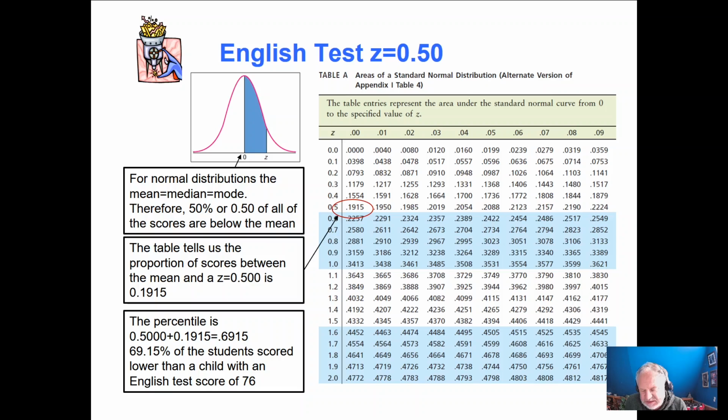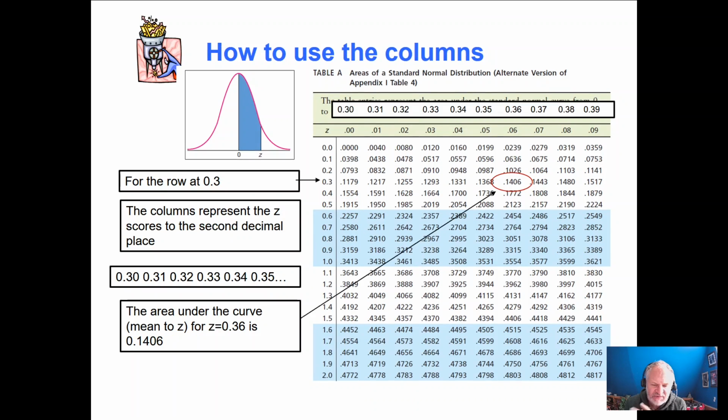Okay, and we saw how to use the columns, right? So z-scores to the first decimal place are in the first column, and then the remaining columns over carry out the z-scores to the second decimal place. All right, so for a z-score of 0.36, that's 0.3 and carry over to the 6 in the second decimal place. So 0.36 is right here.